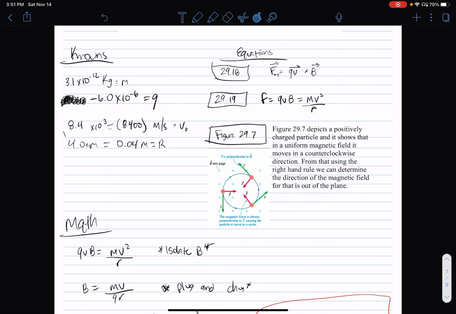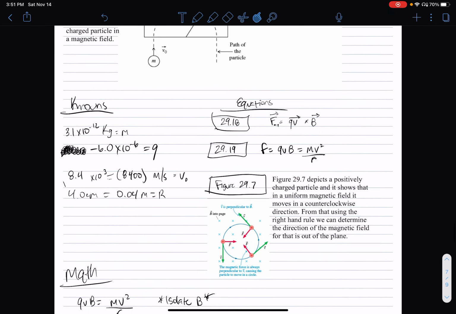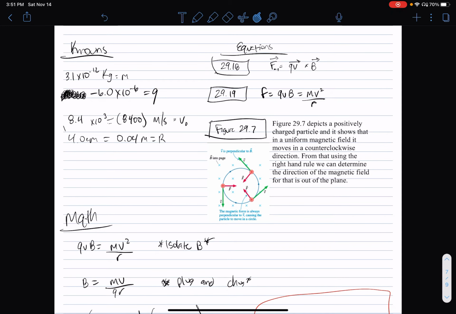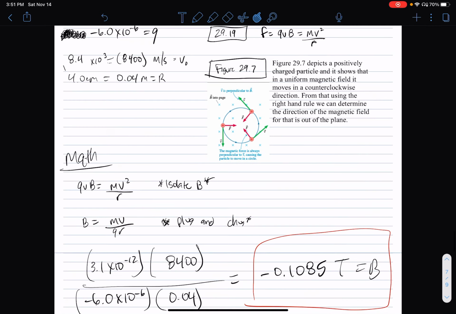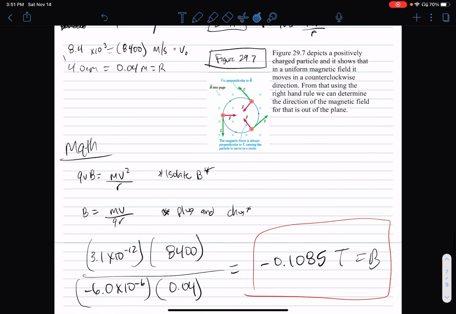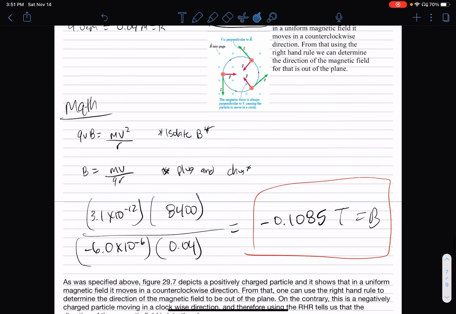And then another thing that was important in chapter 29.7 is figure 29.7, which actually depicts a positively charged particle, and it shows that in a uniform magnetic field, it moves in a counterclockwise direction. From that, using the right-hand rule, we can determine the direction of the magnetic field for that is out of the plane. And this becomes relevant later when we're trying to determine the direction of the magnetic field.